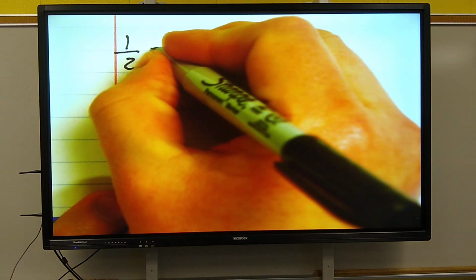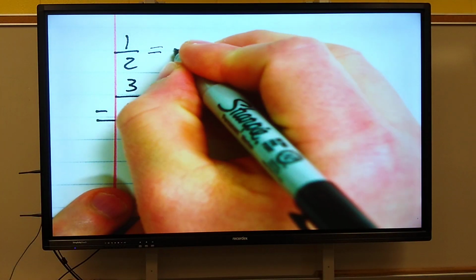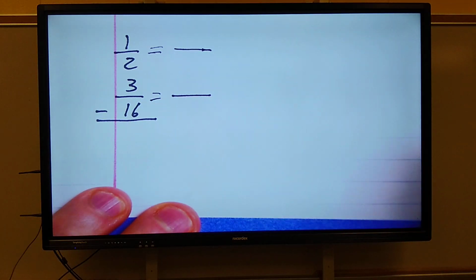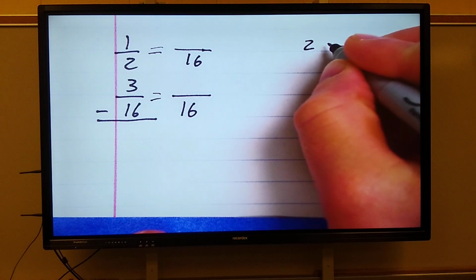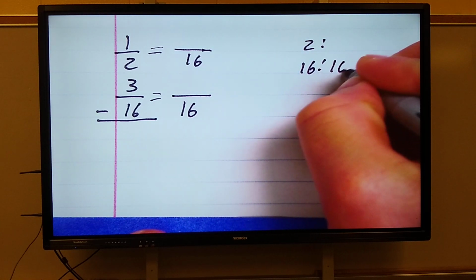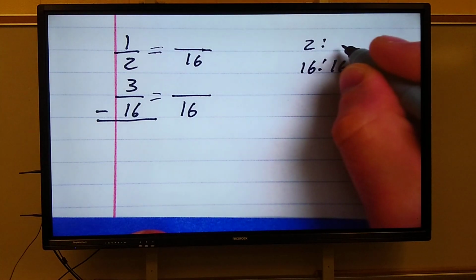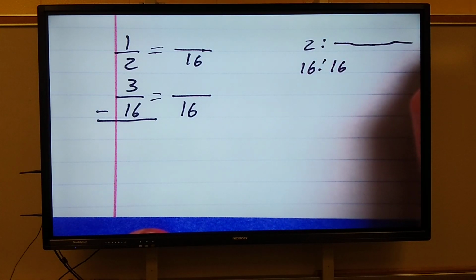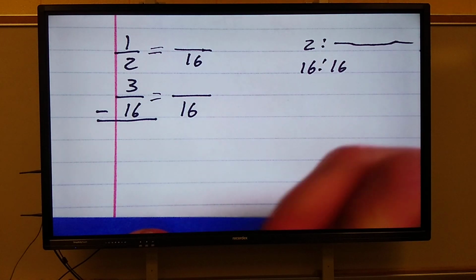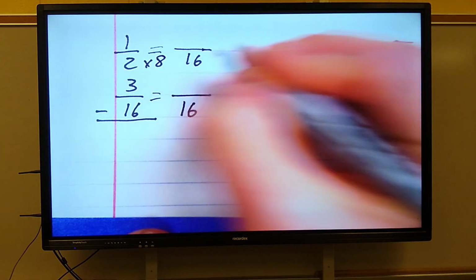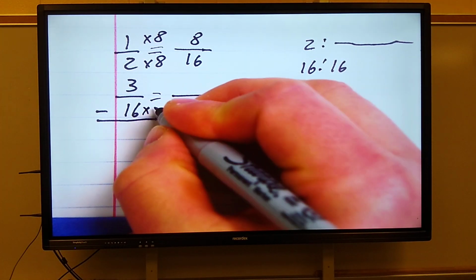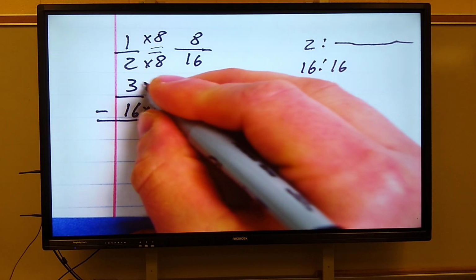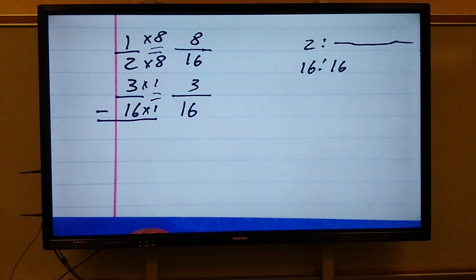Remember, little fifth graders, you must first find the least common denominator, which should have been easy, 16. 16 times 1 is 16. With 2, eventually you're going to get to times 8, which is 16. 2 times 8 is 16. 1 times 8 is 8. 16 times 1 is 16.